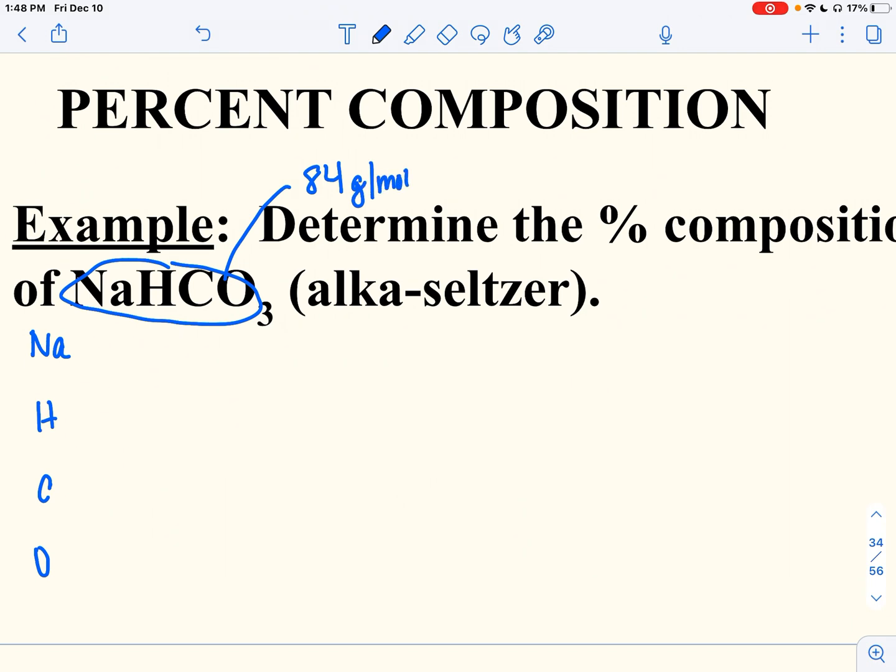If you don't remember how to do molar mass, please watch the video from the beginning of this unit. And then all you have to do is take the molar mass of each individual element, multiply it by the subscript in the formula, divide by this number, and multiply by 100. So for Na, we look up on the periodic table, the decimal number is 23. The subscript of Na is 1. Put it over the molar mass of the whole compound, multiply by 100.